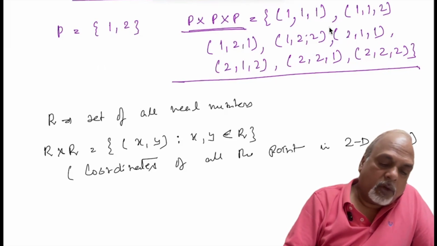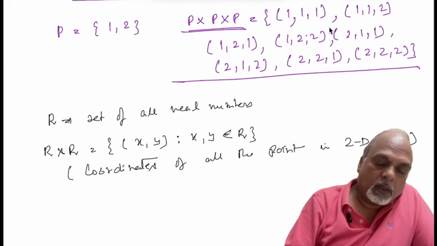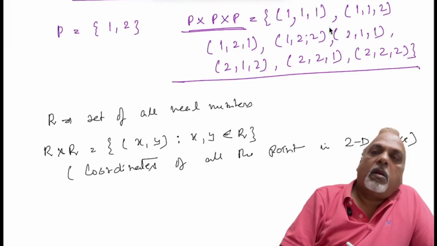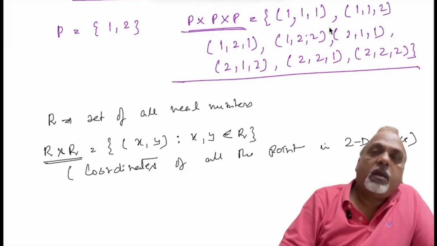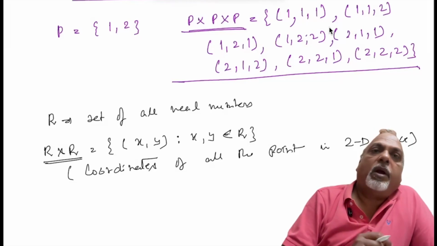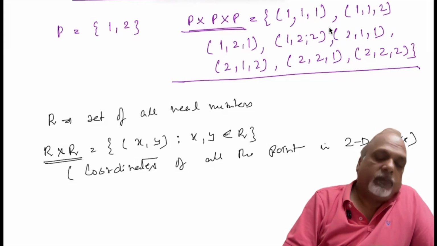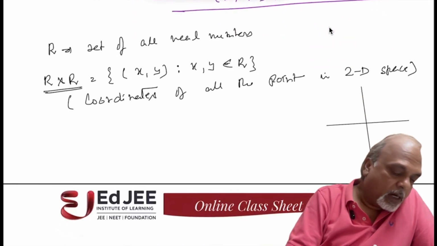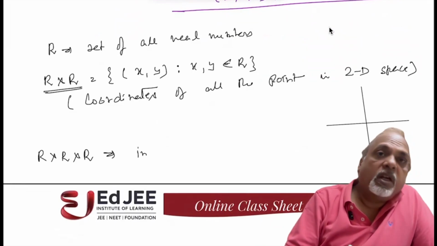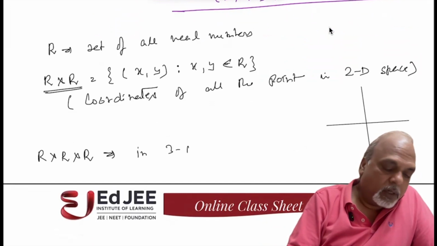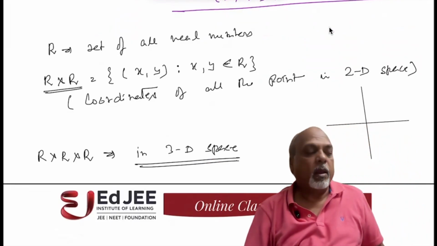Correct? But this is your real number axis. This is also your real number axis. Then this R and R, this thing will be the coordinates of all the points existing in the plane. Likewise, R cross R cross R will be the coordinates in space, in three dimensions. Correct.